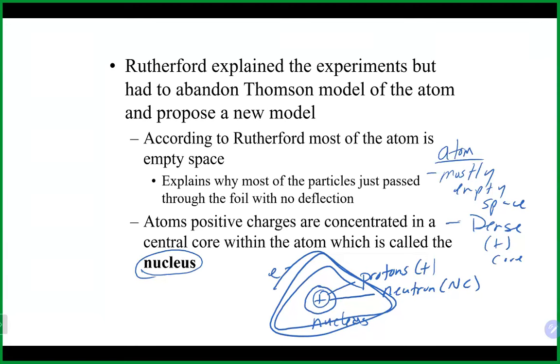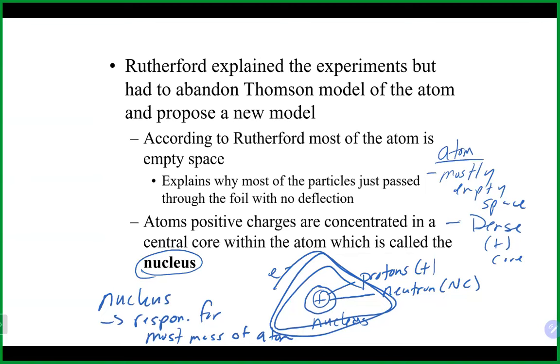The other major difference between Thomson's model and the current model of the atom is that in Thomson's model, it was thought that the electrons were responsible for most of the mass of the atom. But here it is the nucleus that is responsible for most of the mass of the atom. So this is the currently accepted model of the atom, mostly empty space.